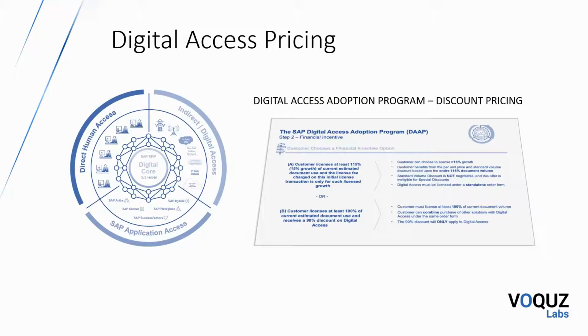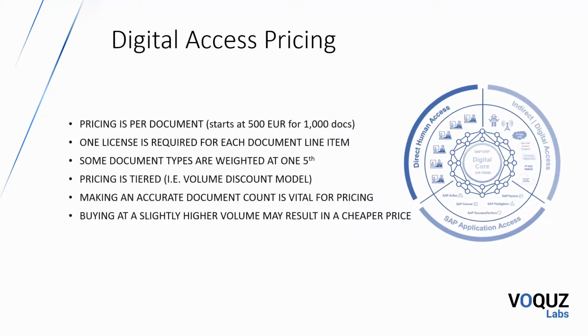Of course, we also have digital access licensing costs to consider, and pricing is currently dependent on SAP's digital access adoption program. Pricing is per document, which starts at €500 for 1,000 documents. One license is required for each document line item. Some documents are weighted at 1/5. Pricing is tiered, i.e. a volume discount model. Making an accurate document count is vital for pricing purposes, and buying at a slightly higher volume may result in a cheaper price.